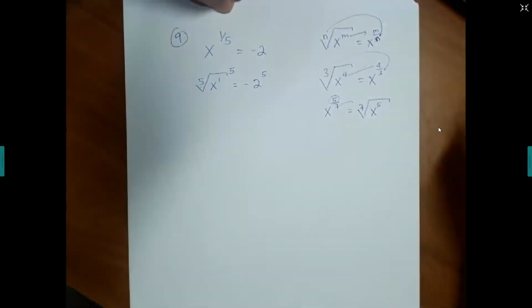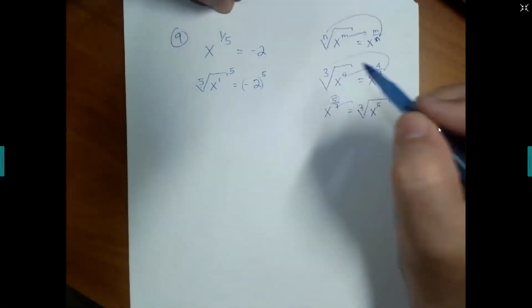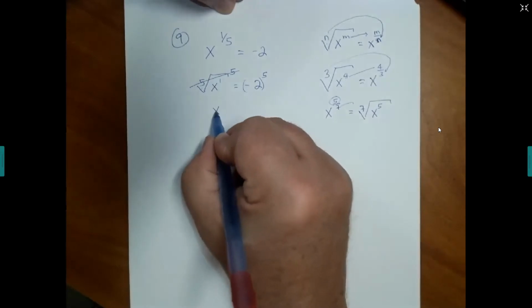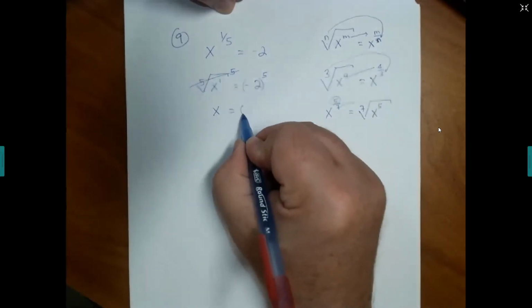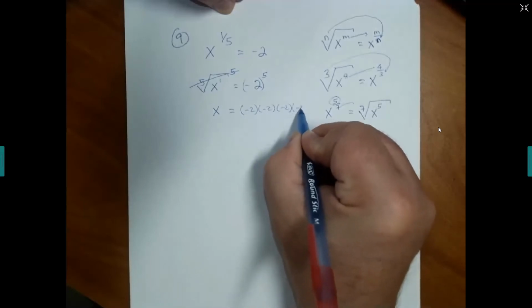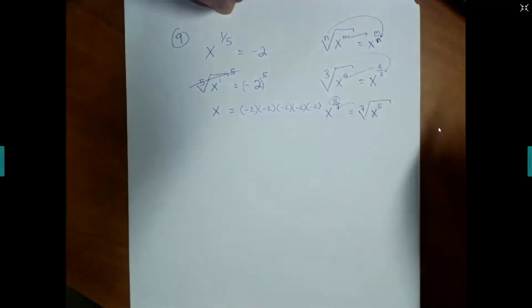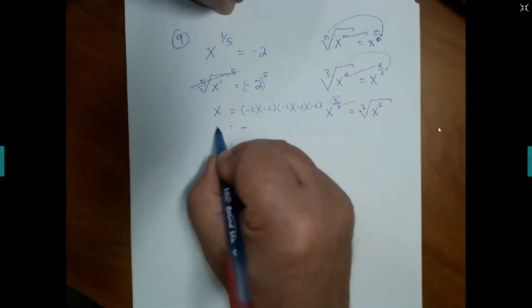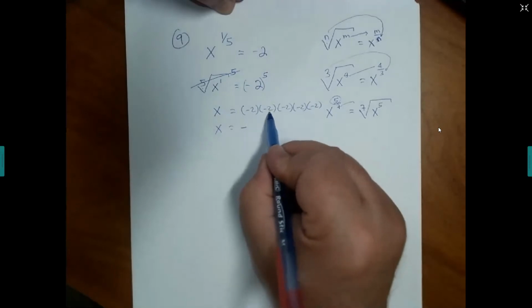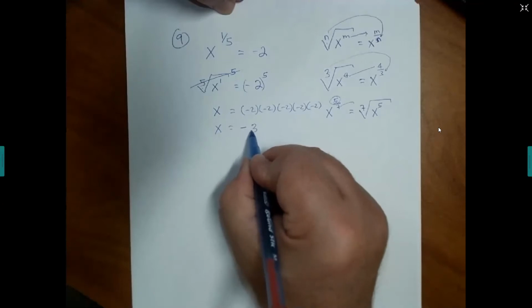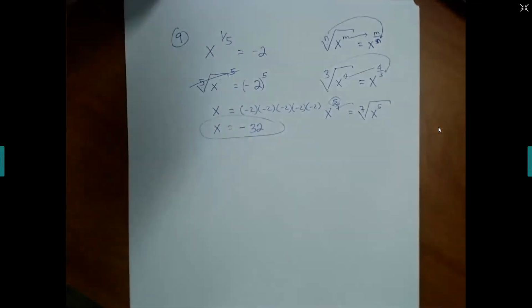Raise both sides to 5. So those cancel. -2 times -2 times -2 times -2 times -2. Because it's odd, we know the answer is going to be negative. 2 times 2 is 4, times 2 is 8, 16, 32. There's your answer. That's what X has to equal.